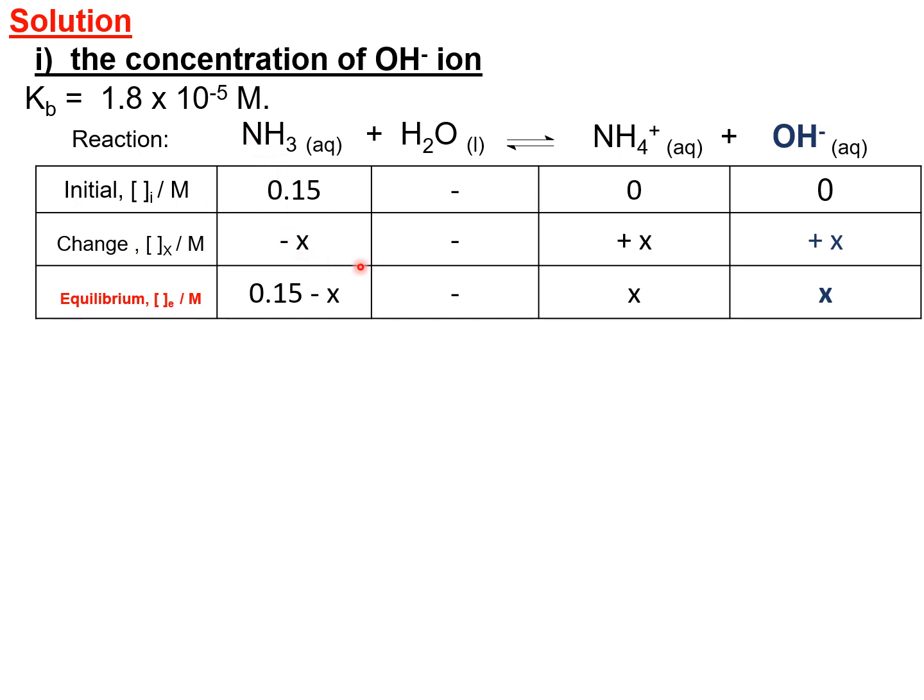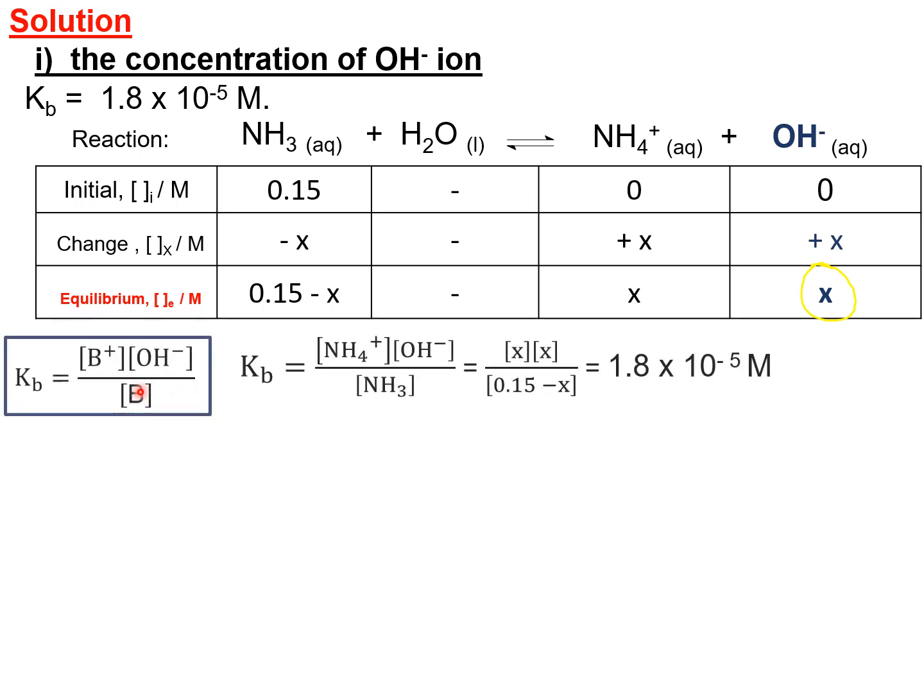Okay, how about the change? Kalau reactant dia minus X, kalau produk dia akan jadi plus X. And then therefore at equilibrium, concentration of NH3 will be 0.15 minus X. And concentration at equilibrium untuk NH4+ dengan OH minus masing-masing X. Okay, because kosong plus X, X kan. And then next, how can we find the X value? Because we want to find this. This is your main aim, okay, to find the concentration of OH minus ion.